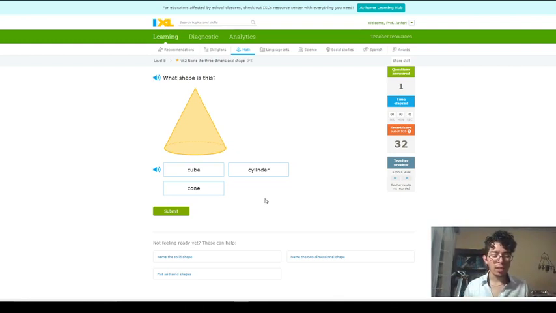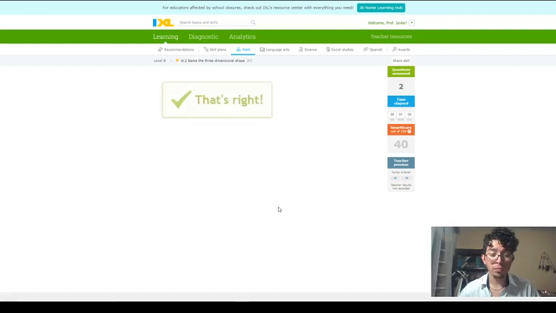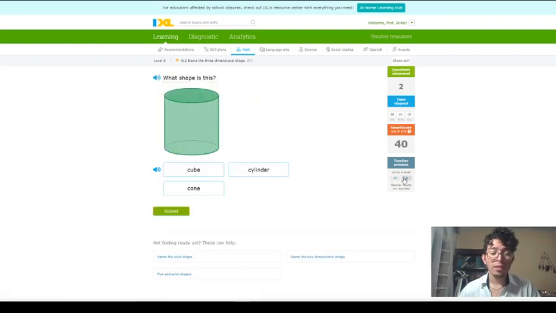A cone is a figure that has one face on the bottom, que tiene una cara abajo, and a round shape around it. Y una figura redonda con un vértice en ella, ¿ok? So this will be a cone. Eso sería un cono, like a cone of ice cream, un cono de helado. We have to click cone. Now, what shape is this? Is it a cube? Is it a cone, like an ice cream? Or is it a cylinder? This will be a cylinder, so we have to click cylinder.